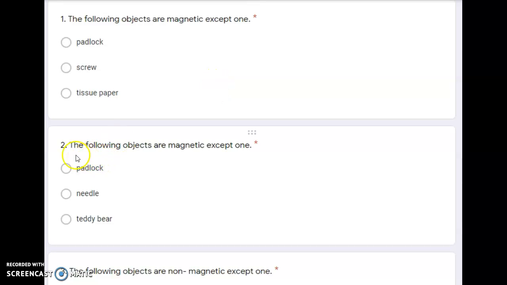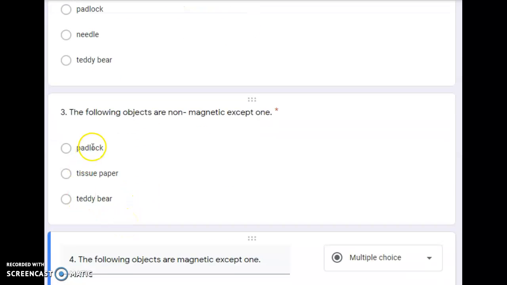For number 2, the following objects are magnetic except 1. So again, all of the words here are magnetic, but 1 is not magnetic. So which one? Padlock, needle, teddy bear. 3. The following objects are non-magnetic except 1. Non-magnetic means objects that will not stick to a magnet, right? So all of these are non-magnetic except 1, yes.